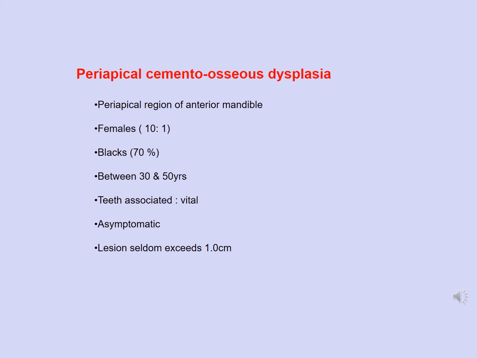So number one is periapical cemento-osseous dysplasia. As the word goes, it's periapical, so it's commonly seen in the periapical region. The most common area that it affects generally is the mandibular anterior teeth, right? There is a female to male predilection of 10:1, that means more commonly in females. The race that's commonly affected is blacks, between the age group of 30 to 50-year-olds, with the mandibular anterior teeth affected.